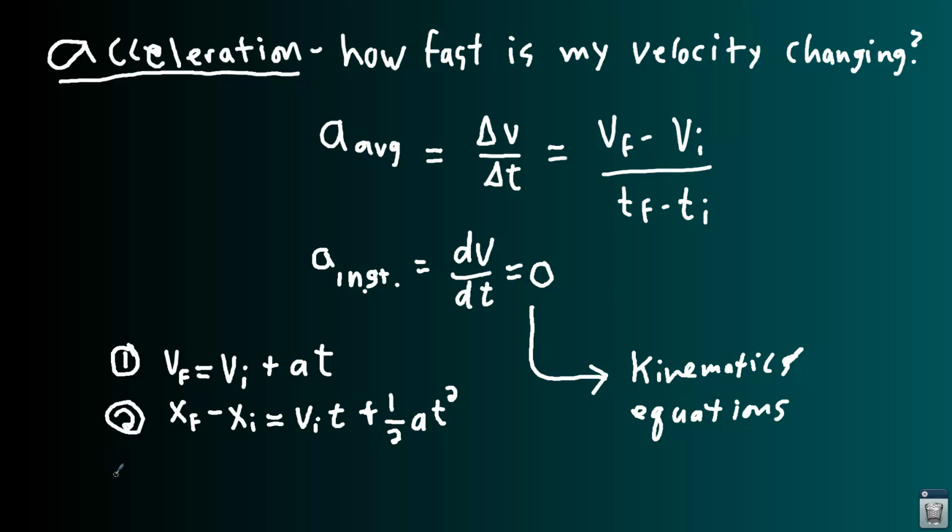And there's a third one. I don't know how much you used that back in the day, the good old days. Velocity final squared equals velocity initial squared plus 2 times the acceleration times the displacement. Oh, I used an old word back in the first video. This is displacement, right?